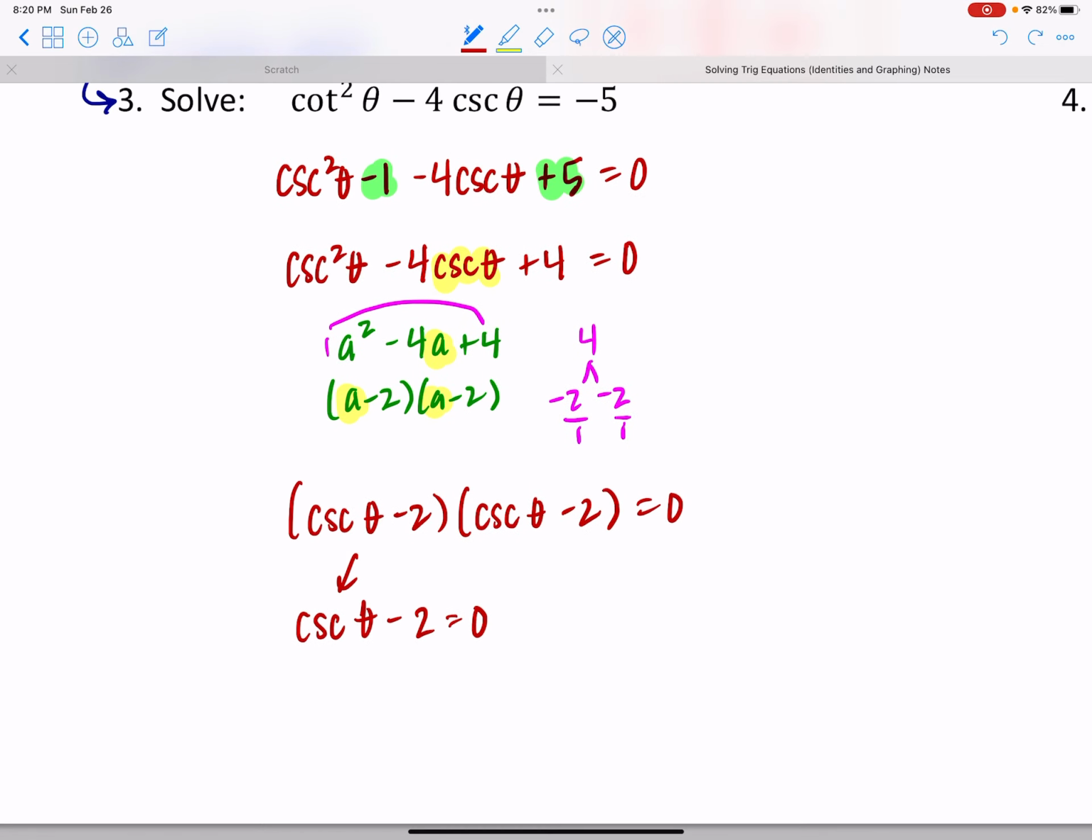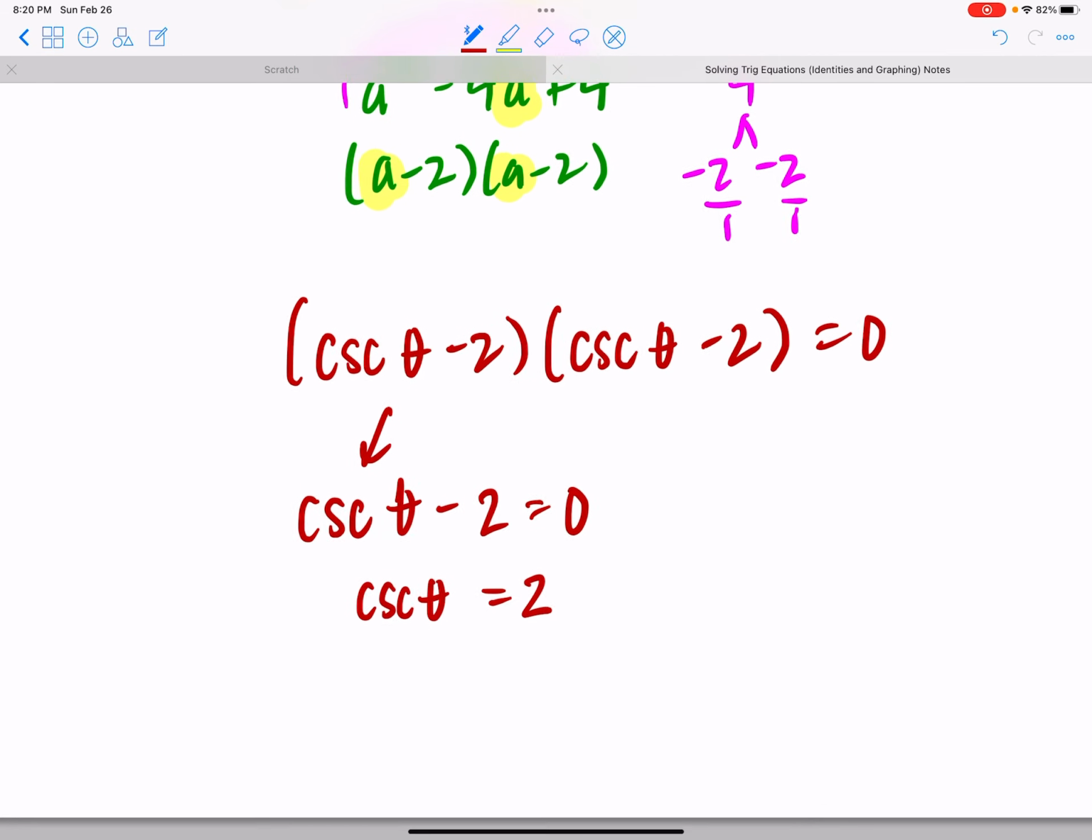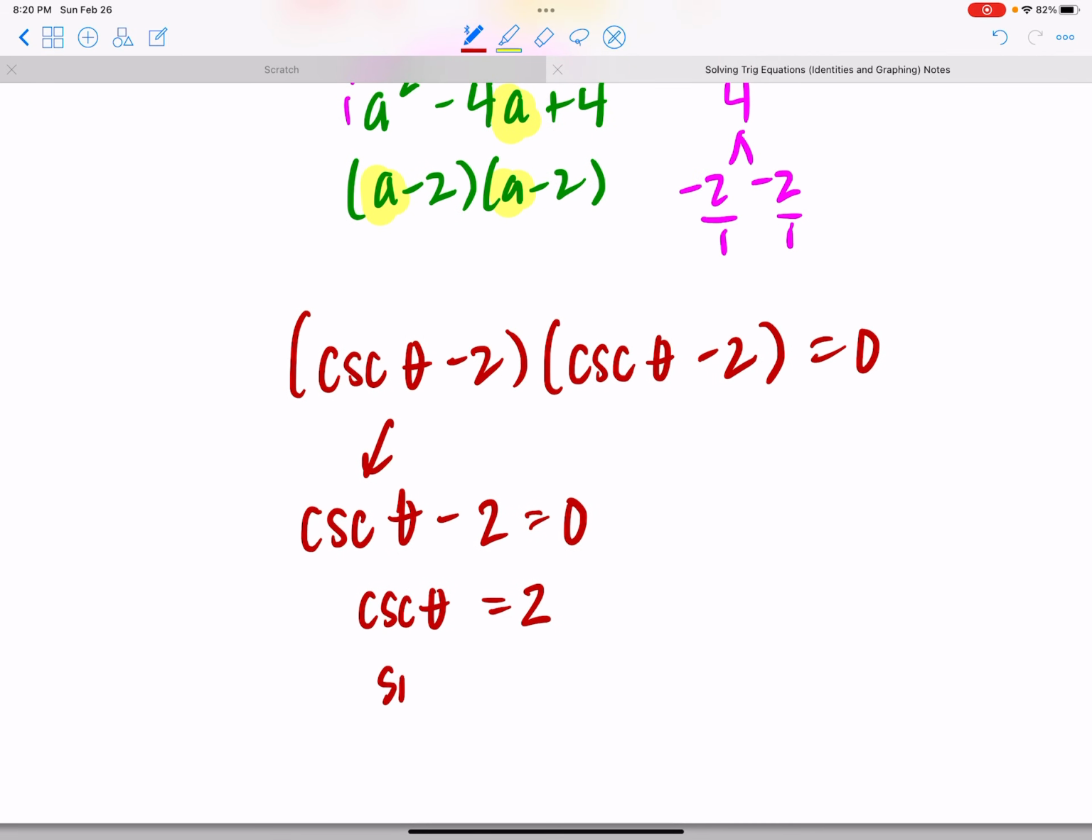So where's our cosecant of theta minus 2 going to equal 0 means where's our cosecant of theta going to equal 2? Sometimes hard to hold too much in my head. Cosecant, remember, is the reciprocal of sine. So if the cosecant of our angle is equal to 2, that means the sine of our angle is equal to 1 over 2. So we can go to our unit circle for that.